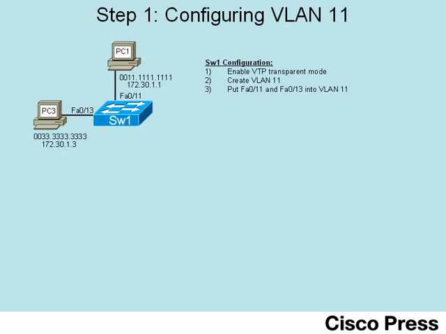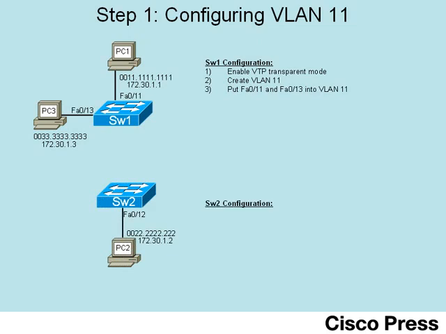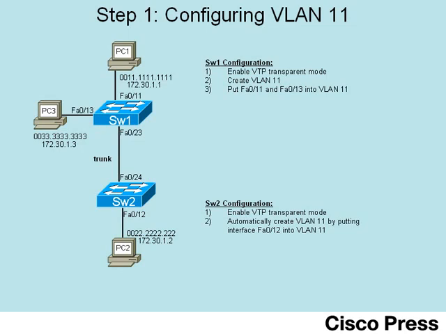Next, step 1 shows the same process on Switch 2, except we'll use a shortcut. On Switch 2 we'll configure the VTP mode to be transparent as well. But instead of first creating the VLAN 11, we're going to just put the interface there, FA0/12, into VLAN 11. Then Switch 2 will automatically create VLAN 11. Also note that Switch 1 and Switch 2 will use an 802.1q trunk between themselves.